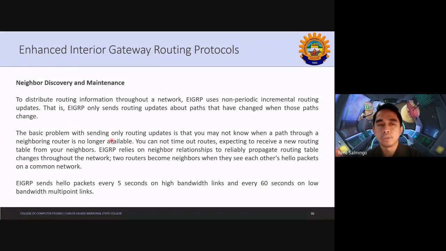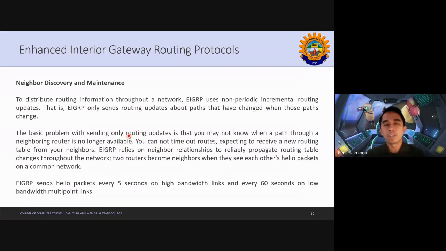So for the neighbor discovery and maintenance, to distribute routing information throughout the network, EIGRP uses non-periodic incremental routing updates. That is, it only sends routing updates about the paths that have changed when those paths change. The basic problem with sending only routing updates is that you may not know when the path through a neighboring router is no longer available. So this is the problem of EIGRP, the Enhanced Interior Gateway Routing Protocol.